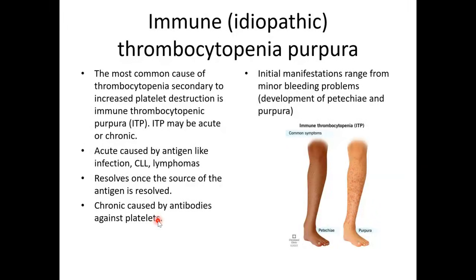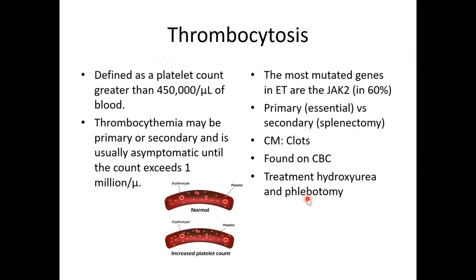But the acute ITP is seen a little bit more commonly. Initial manifestations range from minor bleeding problems, developing petechiae, purpura. They just have these bruises and these red purpura spots that show up for no reason. They don't know why their skin is turning these purple colors.